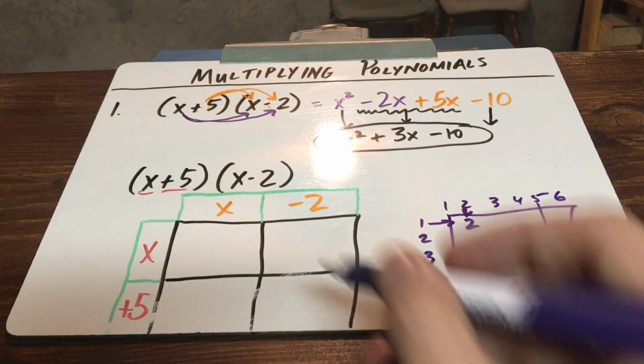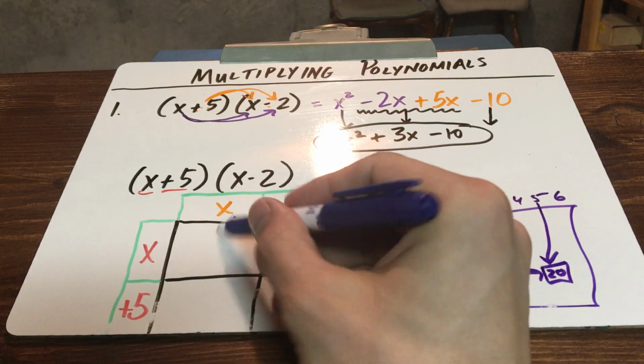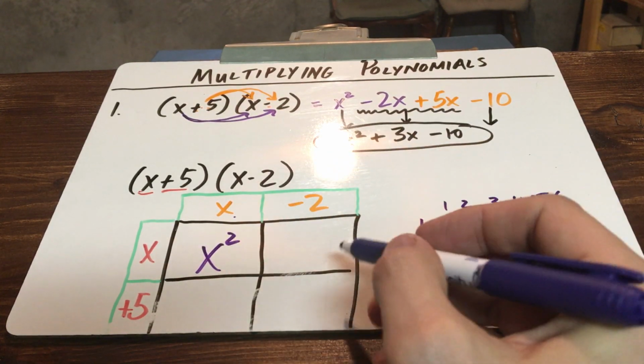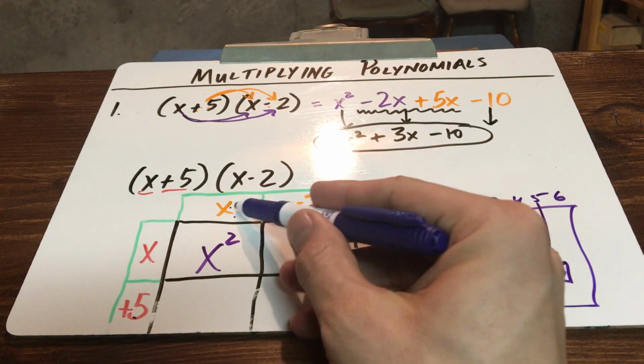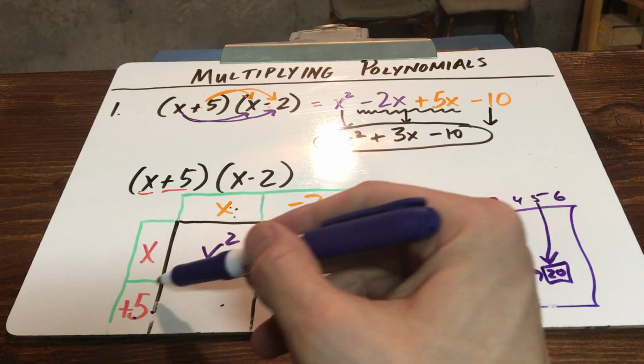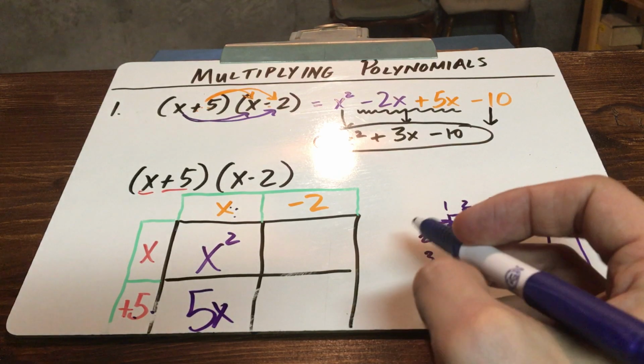It's kind of the same idea with this. In this box, we're going to do x times x. X times x is x squared. In this box down here, you're going to do x times the 5, right? X times 5 is kind of the intersection right here. And so 5 times x is 5x. Sloppy x, but I apologize.